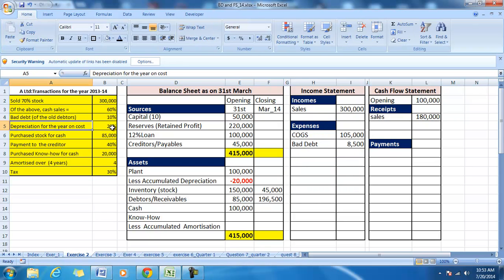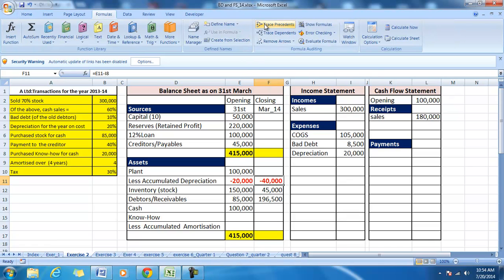Next, depreciation for the year on cost. There is a plant, and depreciation is a reduction in the value of the asset due to wear and tear. In this case the rate of depreciation is given as 20% on the cost, that is 100,000. So depreciation is 20,000. Depreciation does not involve any cash, but it is a reduction in the value of the asset. So the accumulated depreciation will now be 40,000.